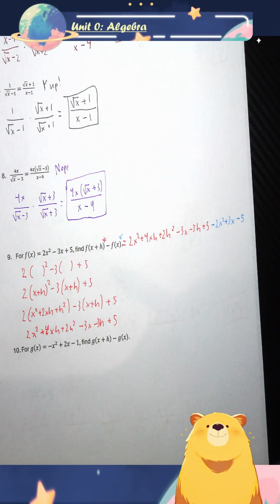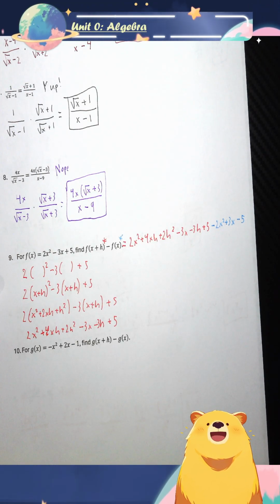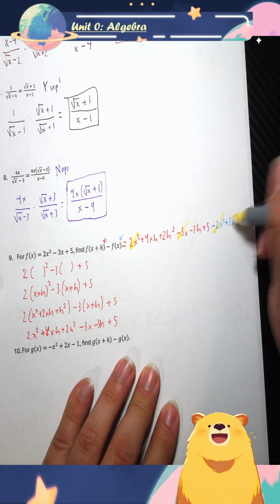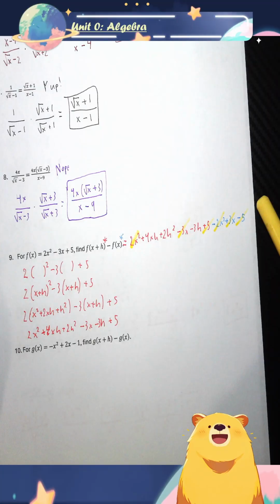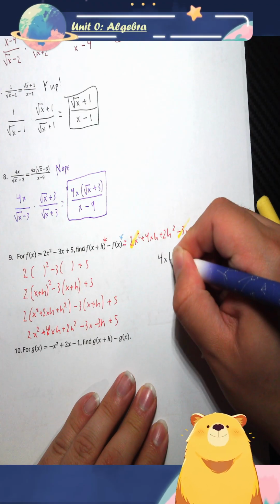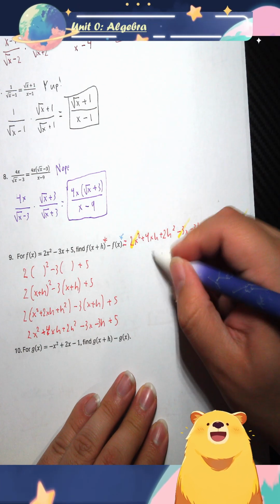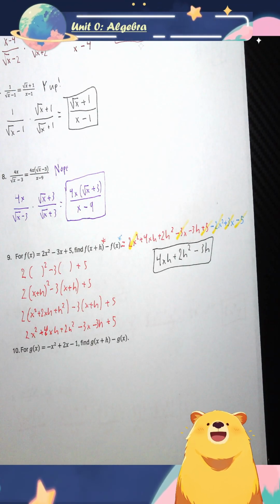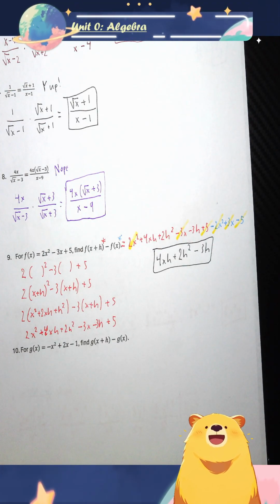Okay? So we see here, let me use a highlighter for this. That cancels out here, that cancels out here, and that cancels out. And our final answer is 4xh plus 2h squared minus 3h. Okay. All right. Last question.